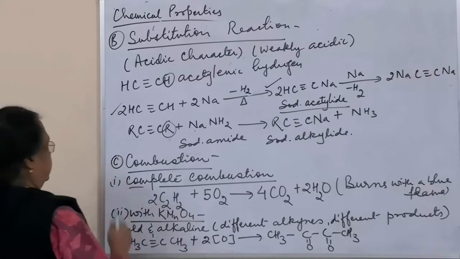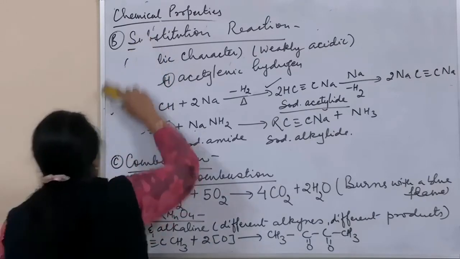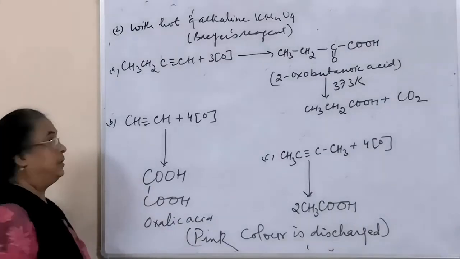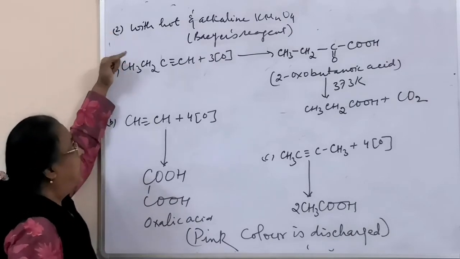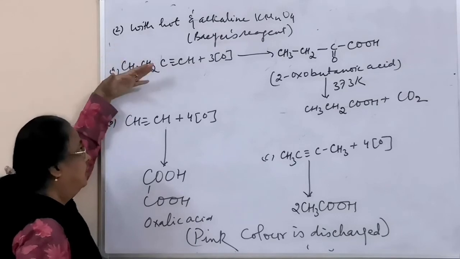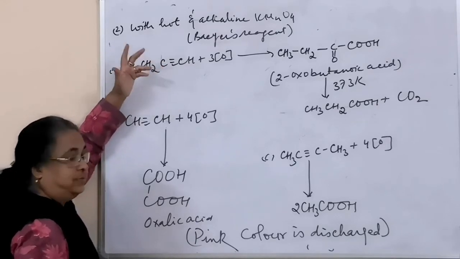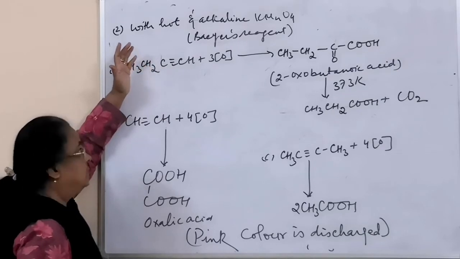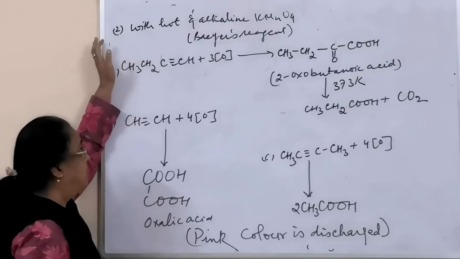So the second set of the reaction I will discuss with you. In the reaction with permanganate, one condition you have seen, that is cold and alkaline. Now the second is hot and alkaline permanganate. Alkaline permanganate is also called Baeyer's reagent. You should know, sometimes it is asked what happens when acetylene is treated with Baeyer's reagent, meaning treated with alkaline permanganate.